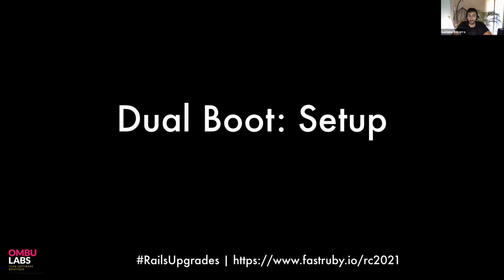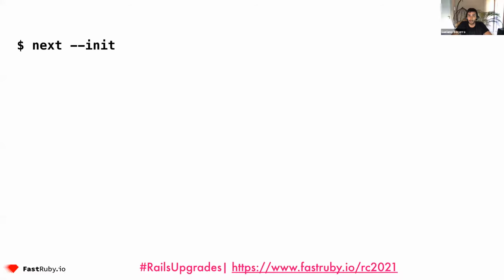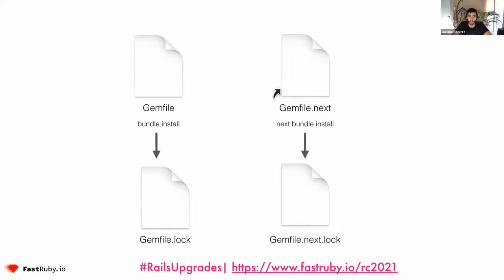Also, this allows you to ship smaller changes that will eventually get you closer to the next version of Rails. And the next_rails gem has a command for doing this setup. You can run next init, and this will do two things. The first one is that it creates a symlink of your Gemfile called Gemfile.next. This is necessary so you can have two separate Gemfile locks, one for when we run bundle install and one for when we run next bundle install, which I'll show you in a moment.